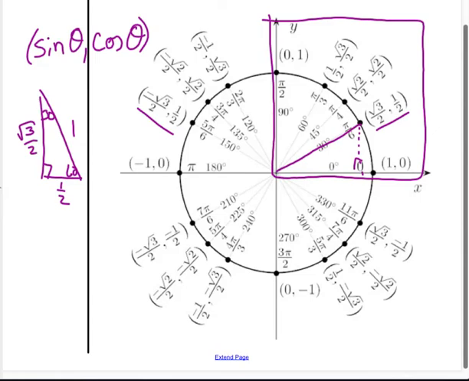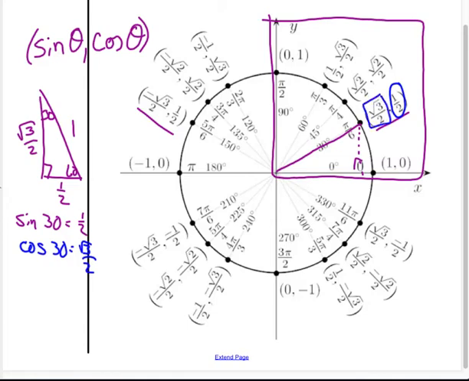So if we look at the 30-degree angle, setting up the sine of 30, remember SOHCAHTOA, opposite over hypotenuse, is 1/2 over 1, or 1/2. And the sine value is the y coordinate for our unit circle. So if we set up cosine of 30, SOHCAHTOA, adjacent over hypotenuse, well, square root of 3/2 divided by 1 is square root of 3/2, that's our cosine.